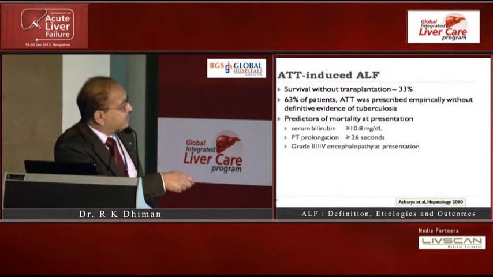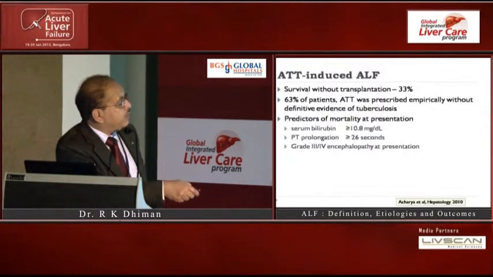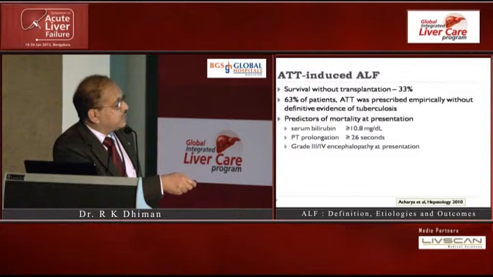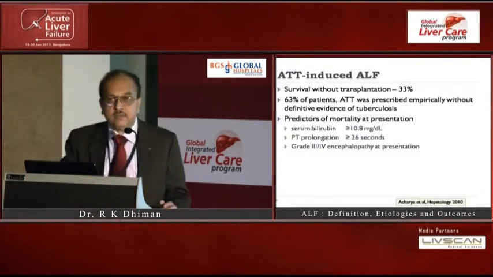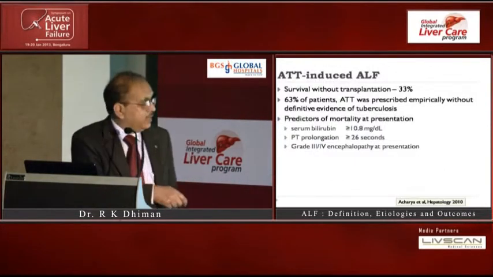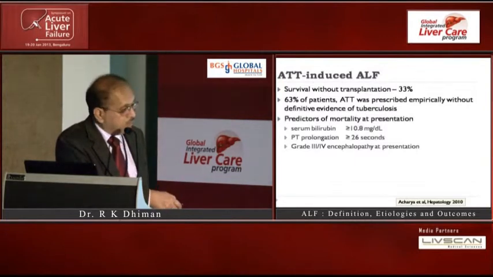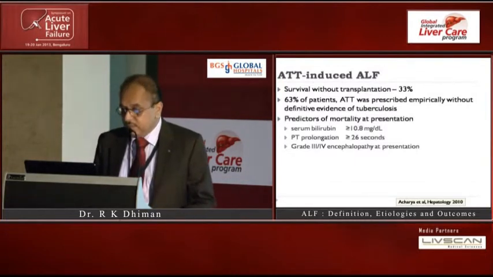They say that in 63% of the patients, ATT was prescribed empirically without definitive evidence of tuberculosis, and the survival rate is quite dismal without liver transplantation. And there are the prognostic criteria. I hope the subsequent speaker will elaborate on it.